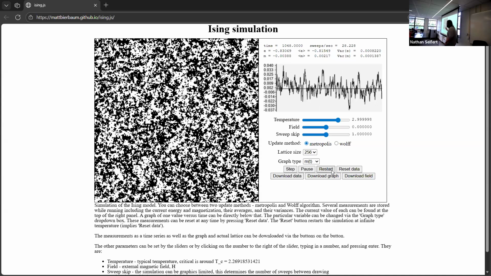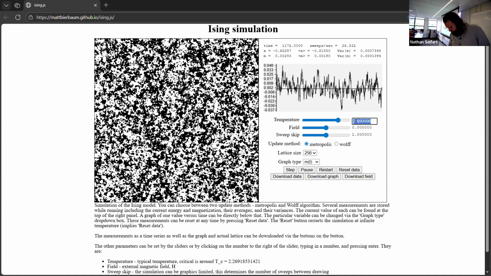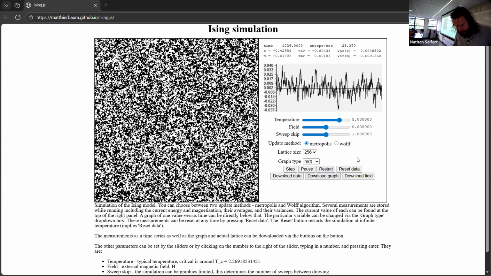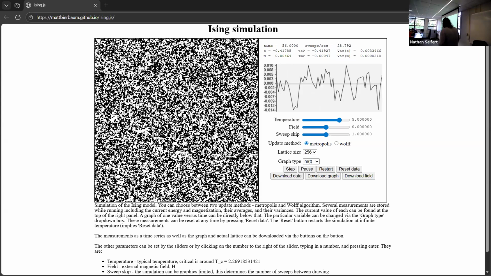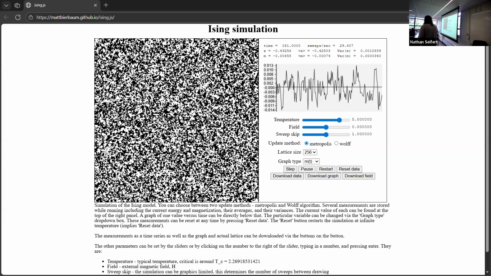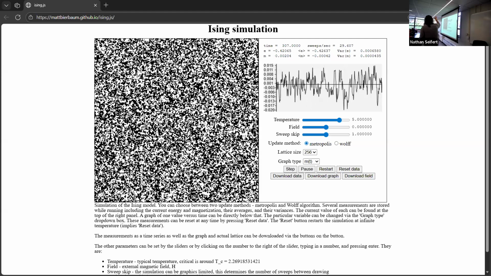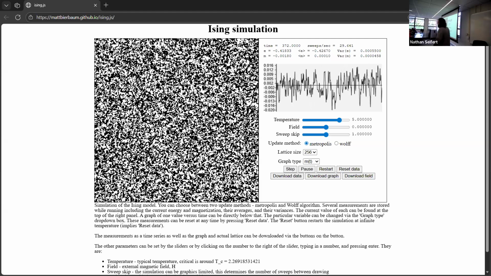If I go back to a higher temperature, notice how much faster this fluctuates. If I go to 5, I double the temperature. That's a little hard to see, but after a while, we'll see that it fluctuates much more rapidly. It's going like this, instead of going like this. You can kind of see that already.